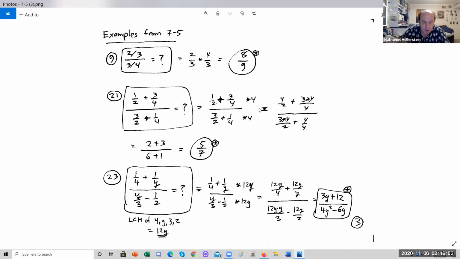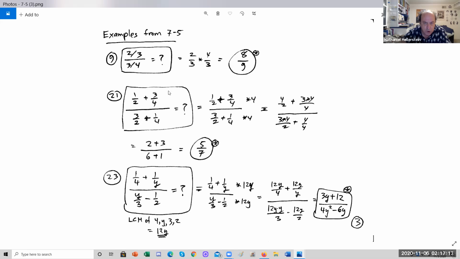All right, so some examples. 2/3 divided by 3/4. That's 2/3 times 4/3. And multiplying out, you get 8/9. Next, 1/2 plus 3/4 over 3/2 plus 1/4. The inner denominators are 2 and 4. You don't really need to multiply by 2 times 4.